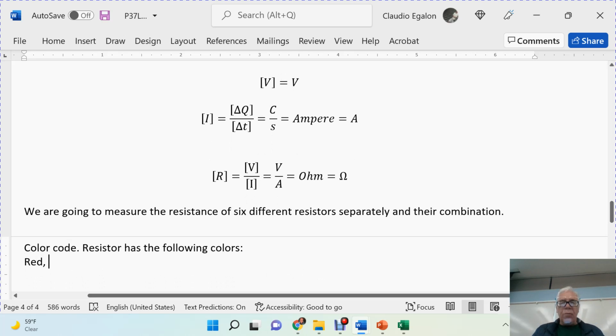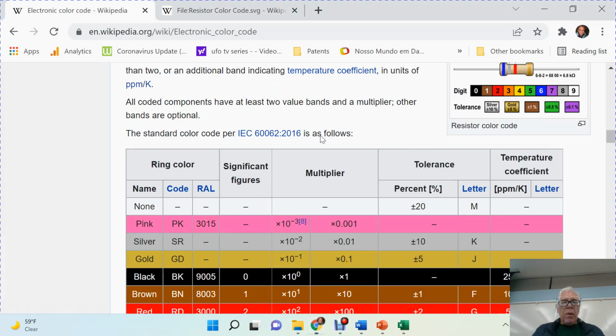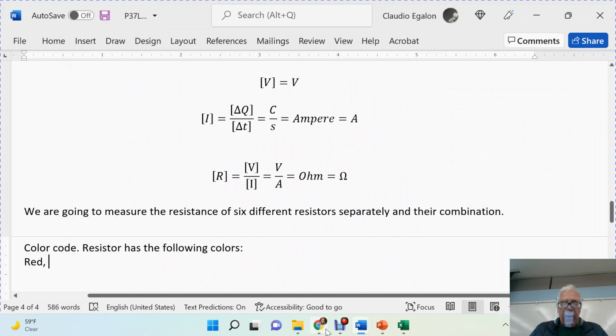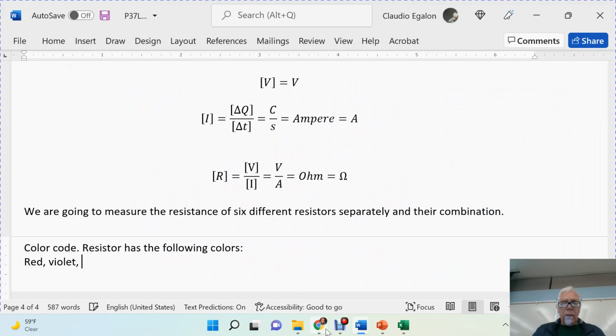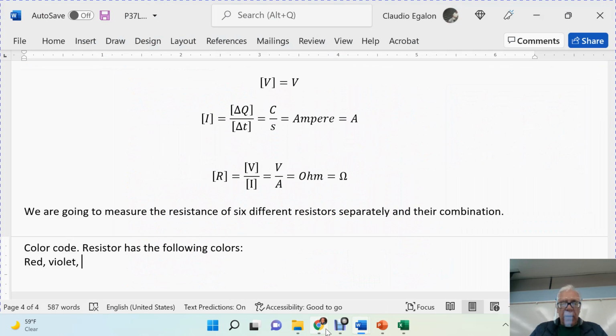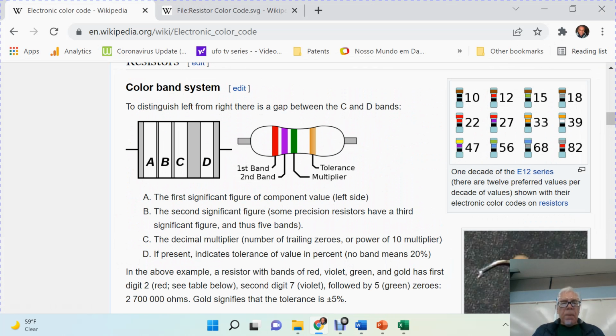Red, what's the next one? Red, violet, right? Violet, green, and gold, right? Green and gold.